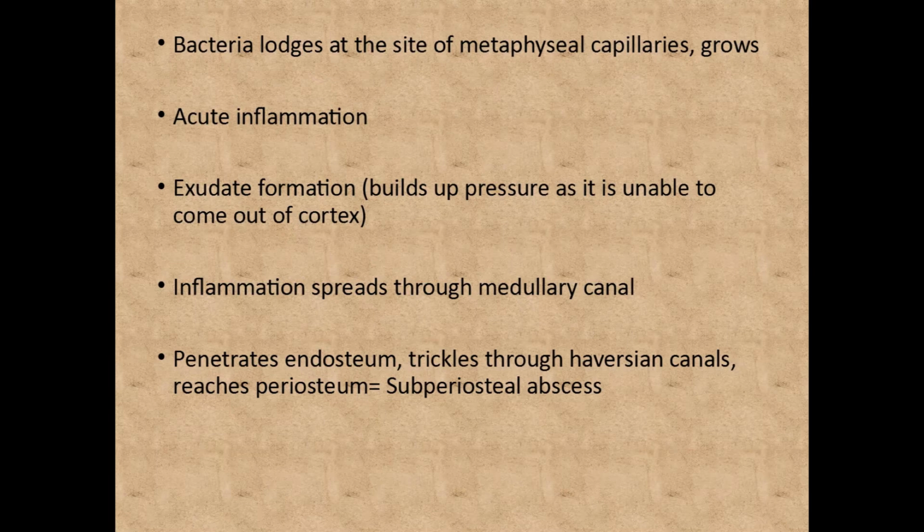As the disease keeps on progressing, the exudate penetrates the endosteum, trickles through the canalicular system within the bone, which is the Haversian canals, and it reaches the periosteum to produce what is known as a subperiosteal abscess. To translate it, it is an abscess or collection of pus just below the periosteum.